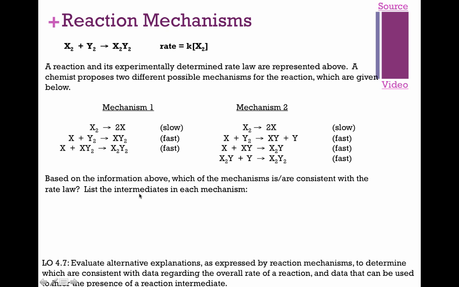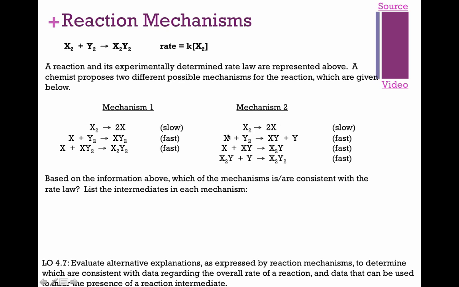Now this also says list the intermediates in each mechanism. So what are your intermediates? What is an intermediate? Yep, something that's made and then used up. So if we look at mechanism 1, what is an intermediate? Okay, XY2, because that's made and then used up. Anything else? X, because you have 2X here, you have 1 here and 1 here. So X and XY2 are intermediates in mechanism 1.